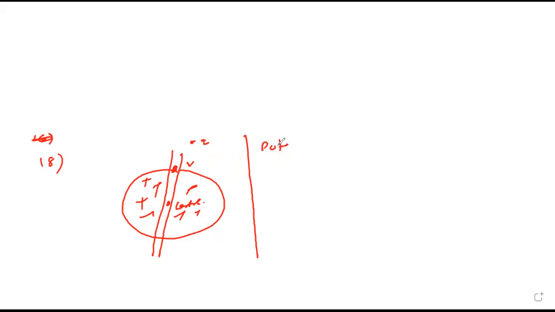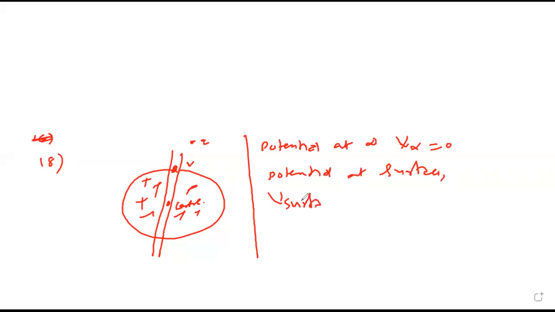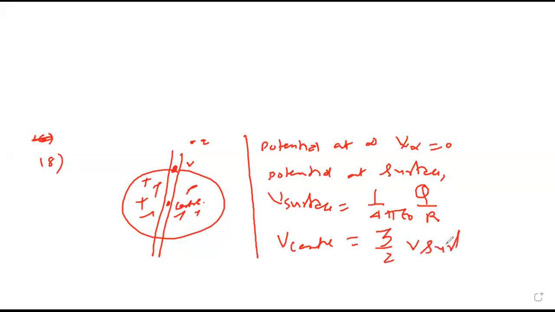It is coming from far distance. So we know potential at infinity is always zero. Potential at surface is same as that of point charge at distance r. So 1 upon 4 pi epsilon naught into charge, my total q here, so q by surface distance r. Potential at the center is 3 by 2 potential at a surface. Given a derivation, many of you have given. So that means it is 3 by 2 times that on the surface.